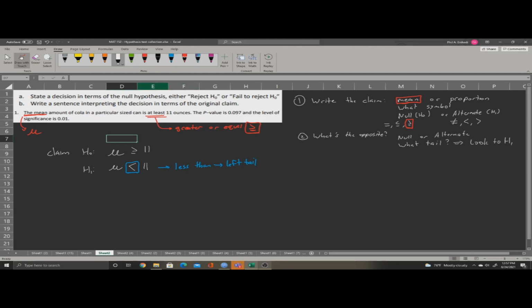Now that we've written our claims and our tail, our third step is going to be to compare the big P against the level of significance. This significance level is represented with the Greek symbol alpha. There are two possible outcomes to this. You could have a big P that is less than or equal to alpha. Now, if your big P is less than or equal to alpha, that means you have strong evidence. And the lower your big P, the stronger your evidence is. If it's less than or equal to alpha, we have strong enough evidence to reject the null hypothesis.